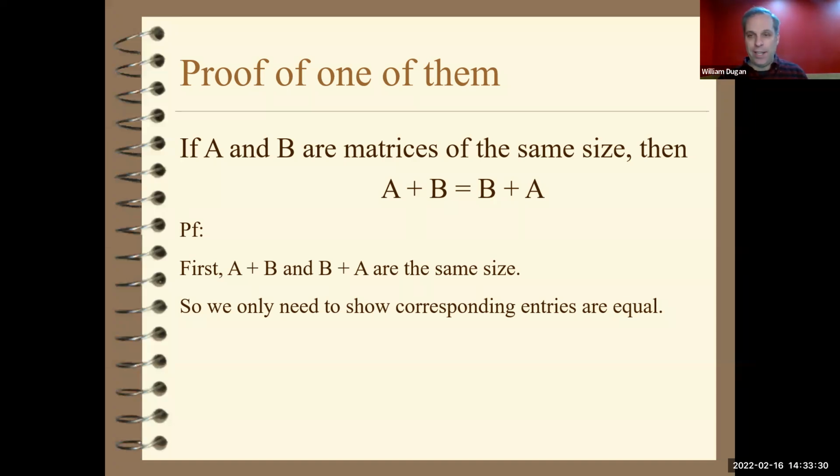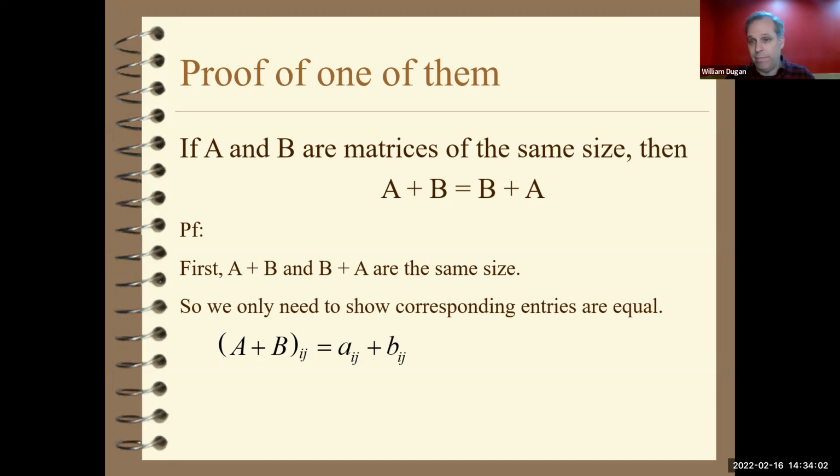The common way to do that is to work on one side and look at the ith jth entry. Just don't tell me what i and j are. We'll look at the ith jth entry, and then I'll prove to you that it's the ith jth entry of the other matrix. That means corresponding entries would have to be equal. So here is the ith jth entry of the matrix A plus B. Just by definition, the ith jth entry of A plus B is find the ith jth entry of A, find the ith jth entry of B, and just add them.